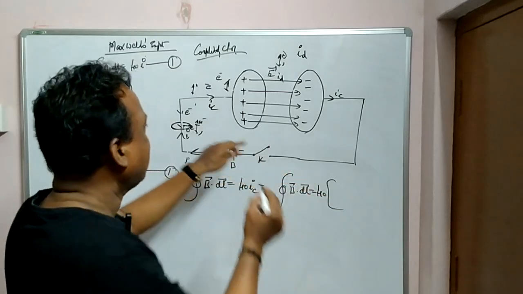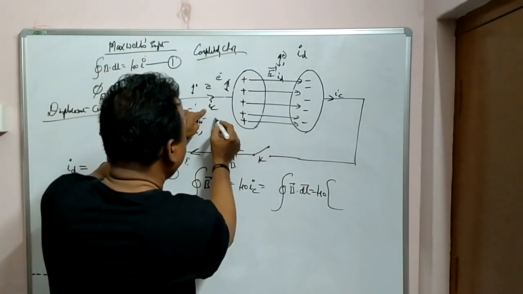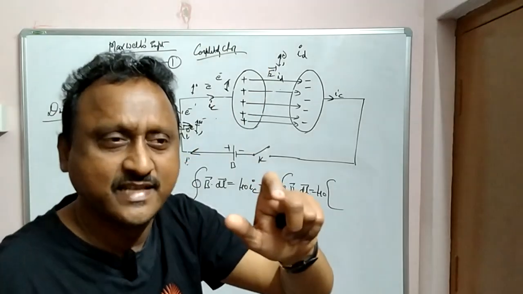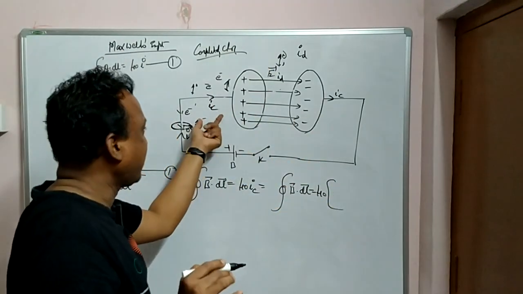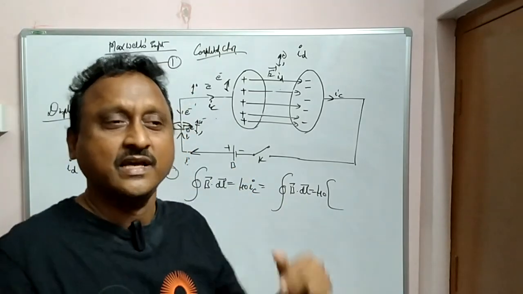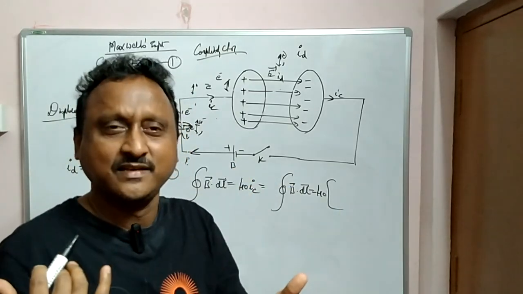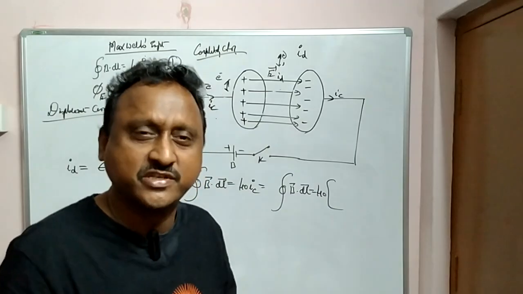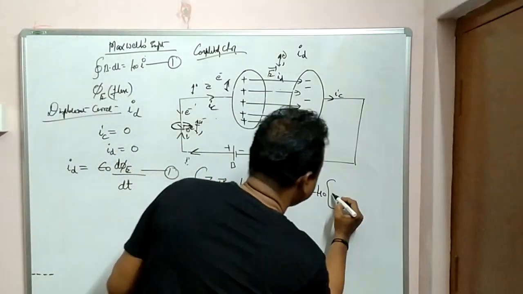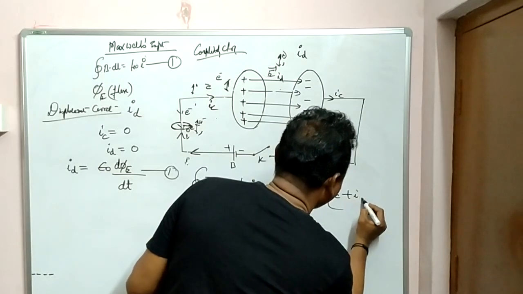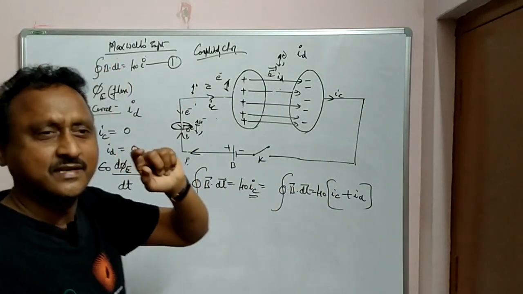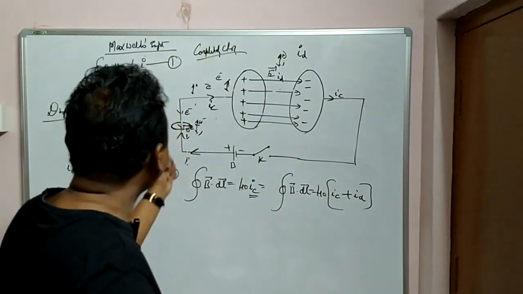When there is flux, here when IC is there, ID will not be there, no ID. When here ID is there, no IC. When displacement current is there, no conduction current. When conduction current is there, no displacement current. When the plates are completely charged, there is no change in electrical flux. Therefore, IC is equal to 0, ID is equal to 0. So, this equation you have written as IC plus ID. So, finally, I named the Ampere's circuit law as Maxwell's first one.